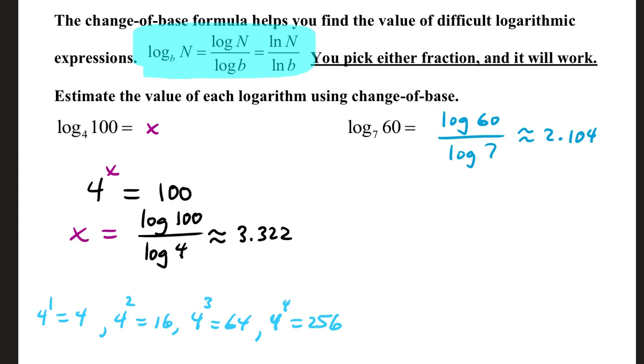In the upper right logarithm, we want to know the power of 7 that equals 60. 7 to the first power is 7. That's not enough. 7 squared is 49. That's not enough. 7 cubed, that's 343. That's too much. So our answer is going to be between 2 and 3. Using change of base, log 60 over log 7 is 2.104. 7 to this power will be real close to 60.